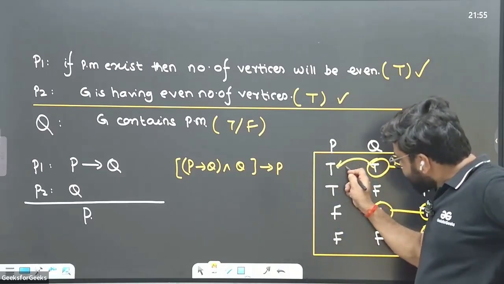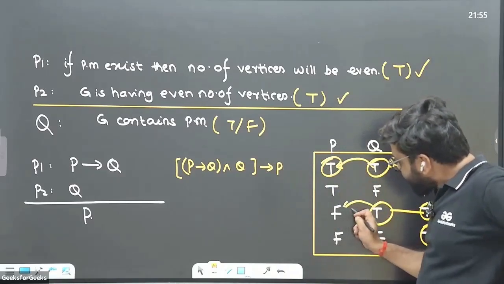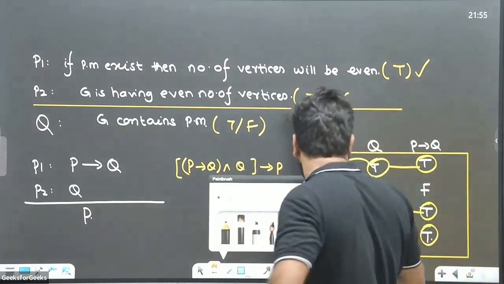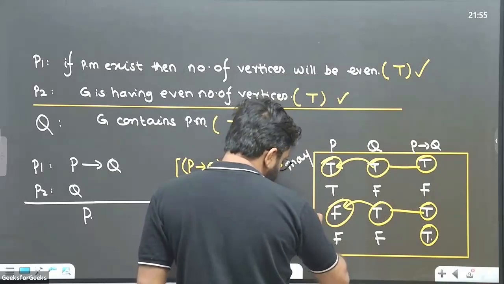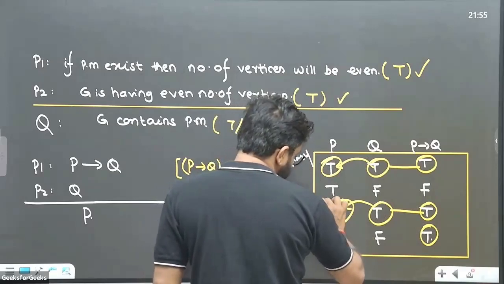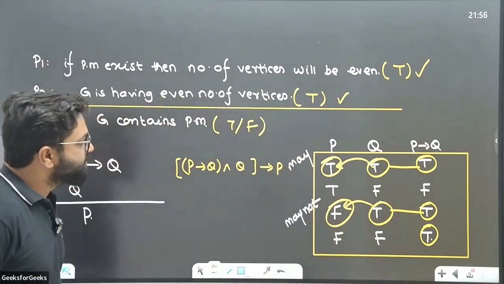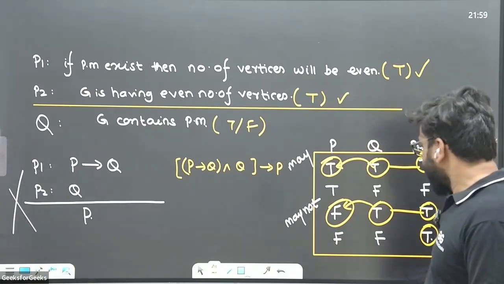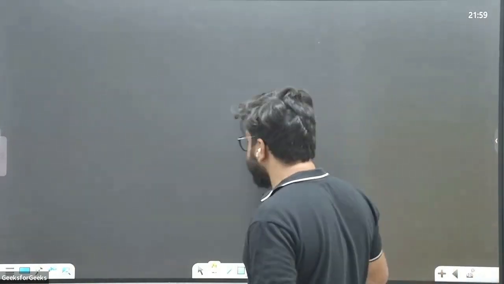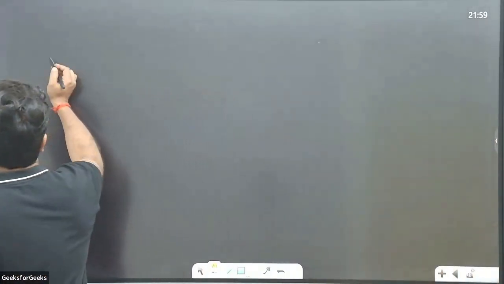That means sometimes it is showing maybe, sometimes it is showing may not. And that's the beauty of this truth table. It shows may and it shows may not. Sometimes it may be true, sometimes it may not be true. That is why this does not come under the inference rule. Now, as we can see, there are different types of rules we have seen.